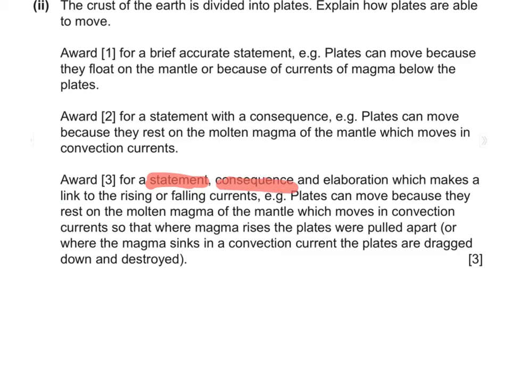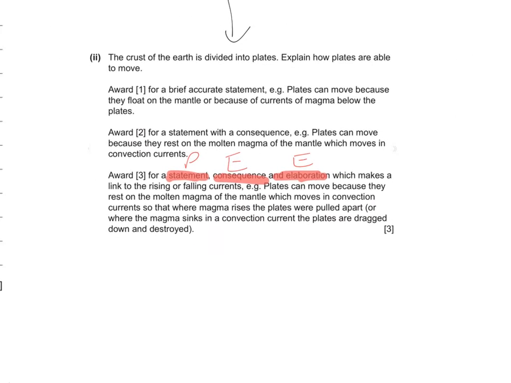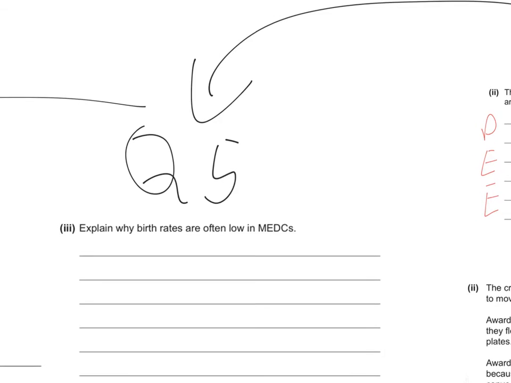Statement, consequence, elaboration, and once again we know that means point, explain, expand. Have a look at the example answer. The point is plates can move because they rest on the molten magma of the mantle. The explain is which move in convection currents so that where magma rises the plates are pulled apart, and then they've expanded on it in brackets this time. So again, a different approach but same format in terms of what we've talked about in class.